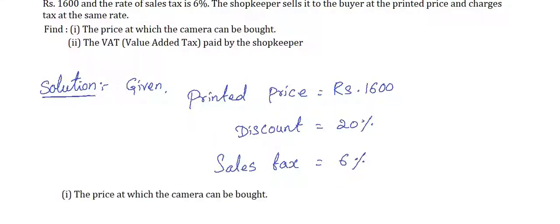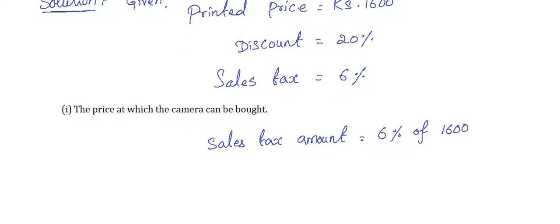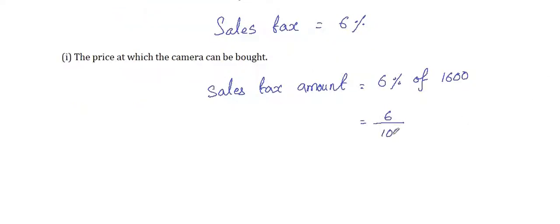So printed price is 1600, discount is 20% and sales tax is 6%. So sales tax amount will be 6% of the printed price, which is 1600. So 6% of 1600, which is 6 by 100 into 1600. So sales tax amount is 96 rupees.